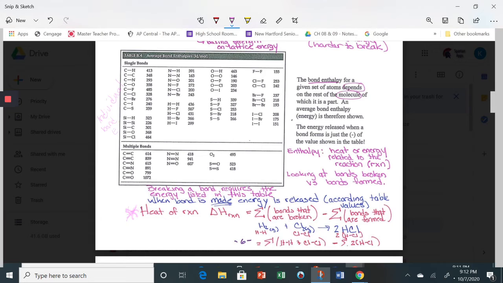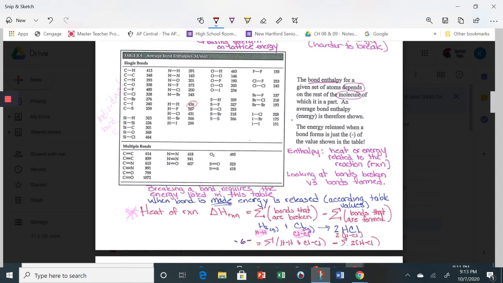So I have an H-H bond, I have a Cl-Cl bond. They're the ones that are broken. So I would go back up to this table and plug in the values. Now I didn't do this here. I'll do it off to the side so you can see that you can actually calculate this out. An H-H bond, as we look up above in the table, is 436 kilojoules per mole.